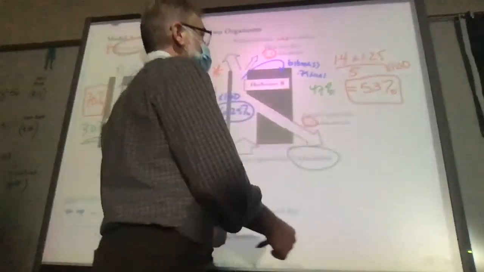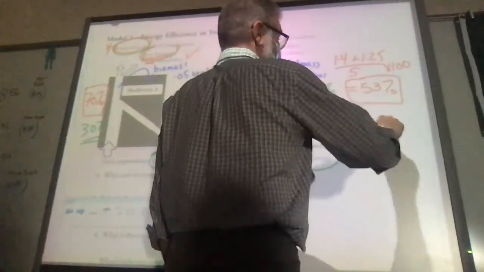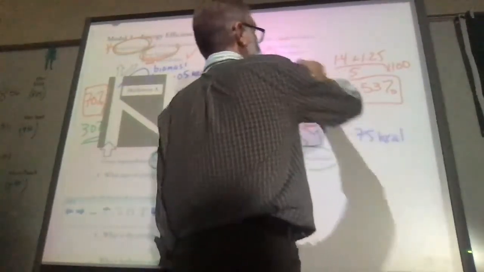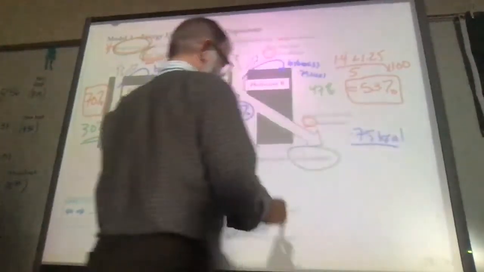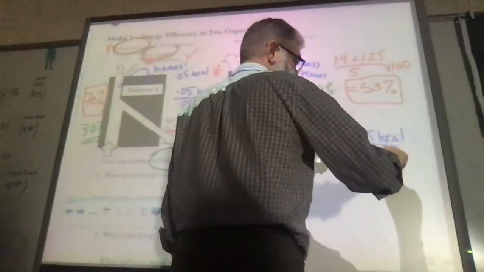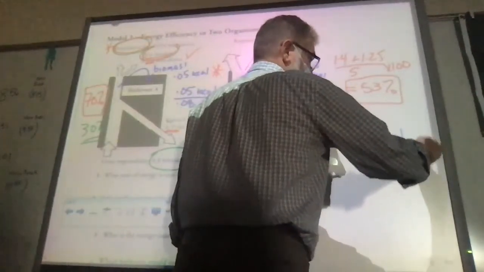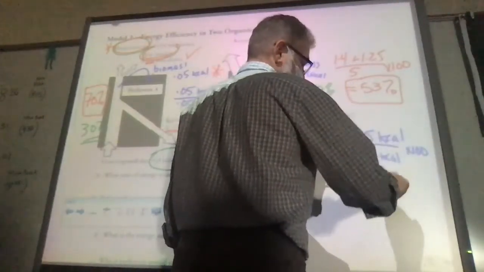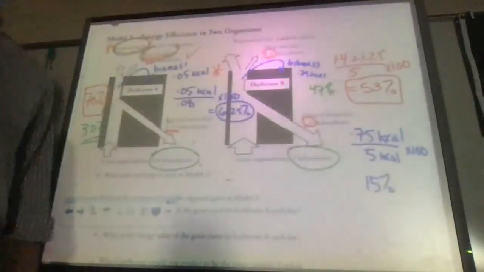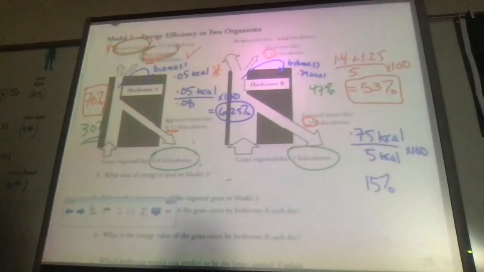Same idea over here. We had 0.75 kilocalories is how much we get from biomass, divided by the original 5 kilocalories times 100. That comes out to 15%. So if I eat organism B, I get a little more than 10%. I get 15% of the energy. So if you're a carnivore, which one's going to give you more bang for your buck? B. B is going to give you 15% of the original energy, where A is only going to give me 6.25% of the original energy. I'm going to get more than double the energy if I eat B.